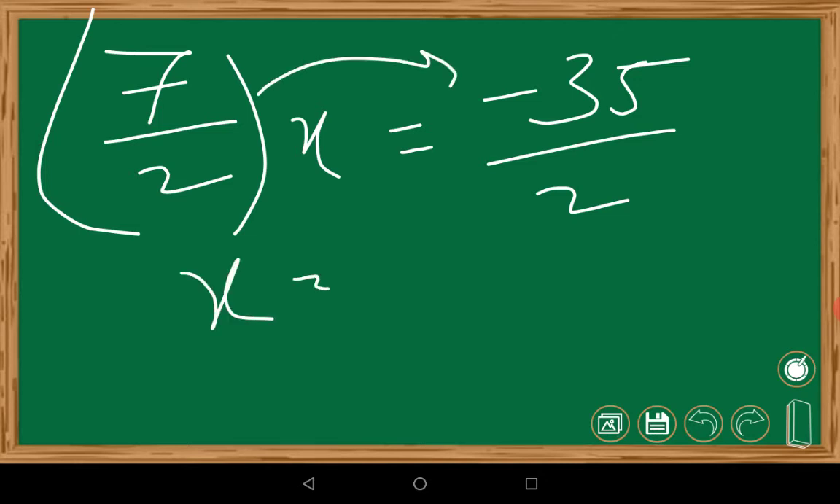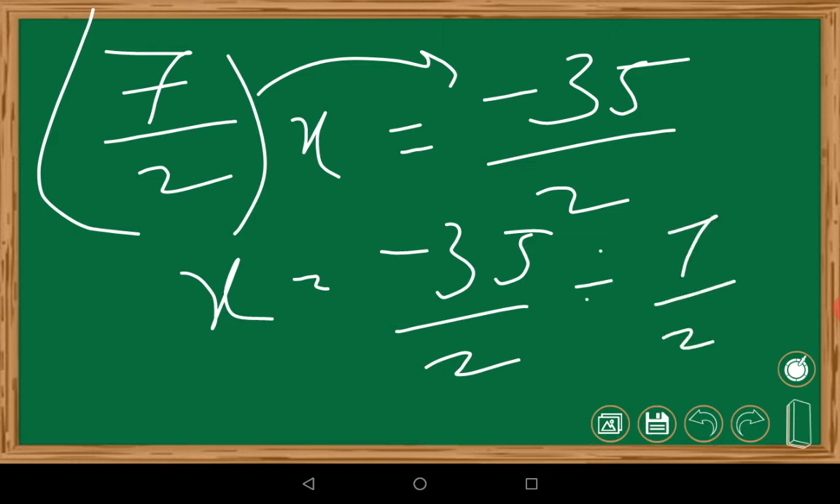x is equal to minus 35 by 2 divided by 7 by 2. So you know how to divide these fractions, right? We have to do the reciprocal. We have to change it into multiplication and we should do the reciprocal. So the same thing we are going to do now. That means minus 35 by 2 into 2 by 7, right? Am I right?